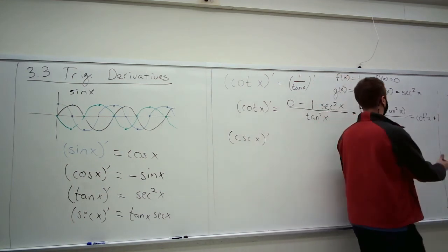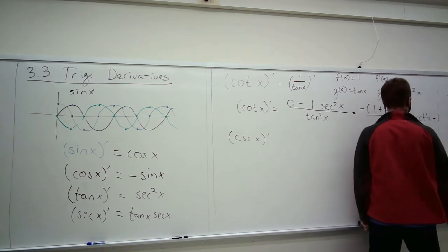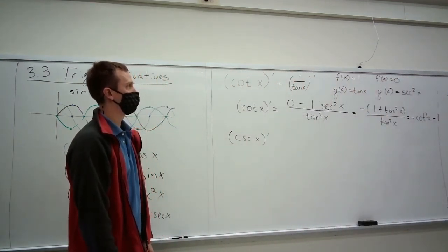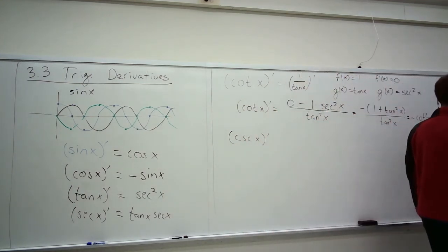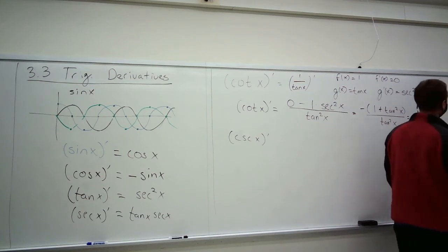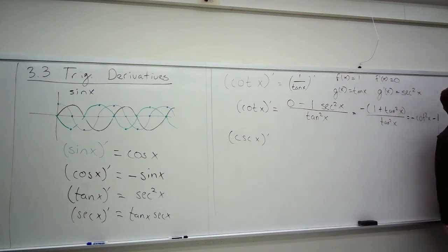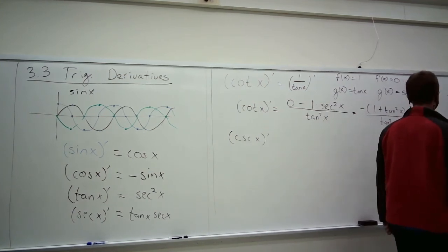Negative sign. What is that? We could rewrite this actually, maybe, in terms of something a little bit simpler. Let's take our original Pythagorean theorem, and instead of dividing everything by cosine squared, let's divide everything by sine squared.